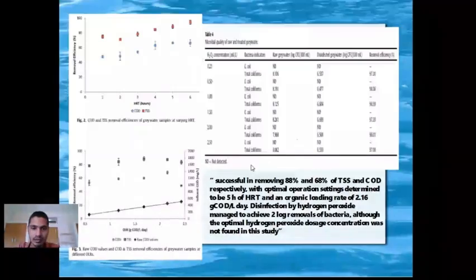This study is successful in removing 88% and 60% of TSS, total suspended solids, and chemical oxygen demand respectively, with optimal operation settings determined to be 5 hours of HRT, which is hydraulic retention time, and an organic loading rate of 2.6 grams COD per liter. Disinfection by hydrogen peroxide managed to achieve 2 log removal of the bacteria, although the optimal hydrogen peroxide dosage concentration was not found in the study.